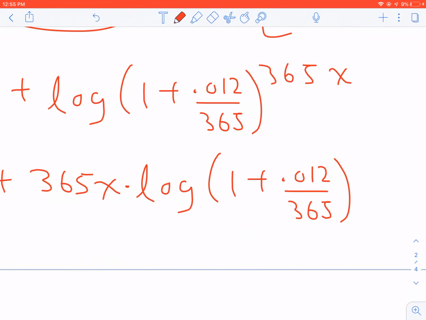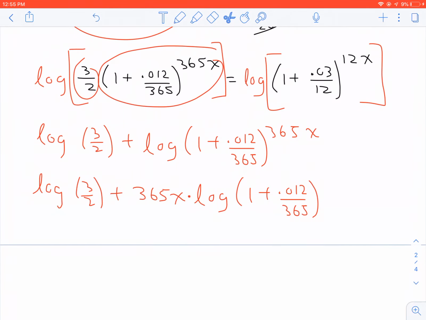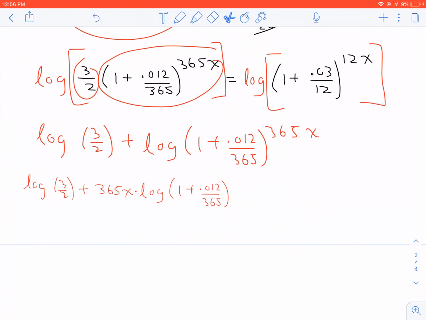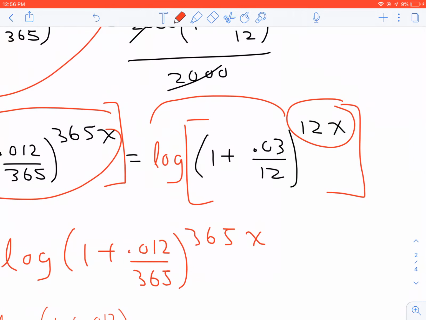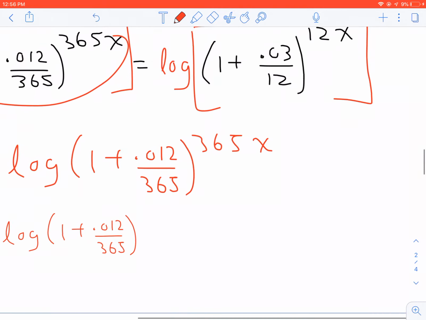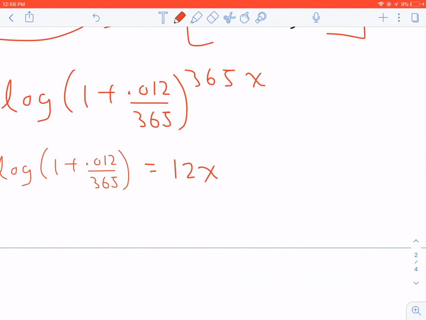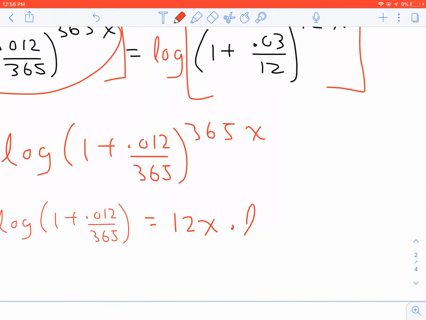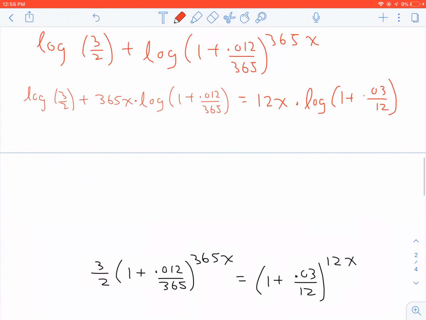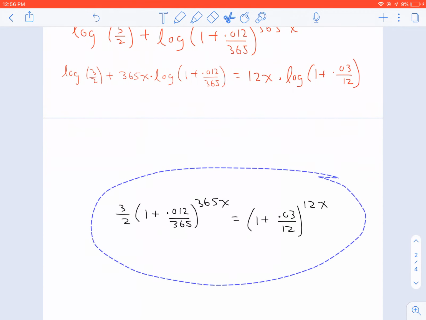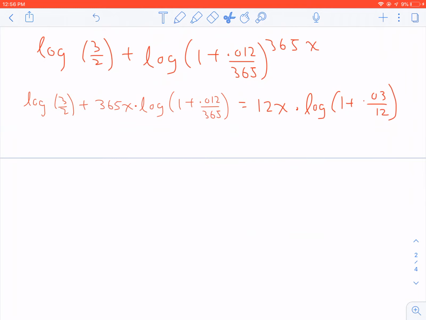That is 365x times the log of that, equal to, well, on the right side, I can use the power rule, because our entire base is just that. It's not a product or something else in the base. So we can just move that 12x to the front: 12x log of 1 plus 0.03 over 12. I made this problem unnecessarily difficult, as you can tell.